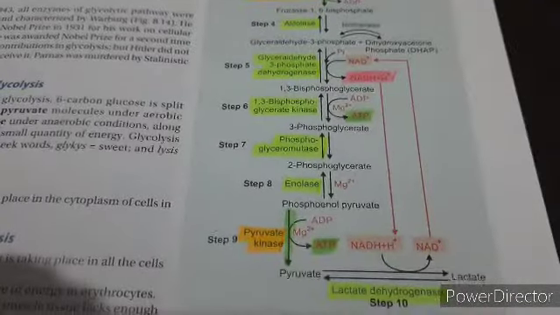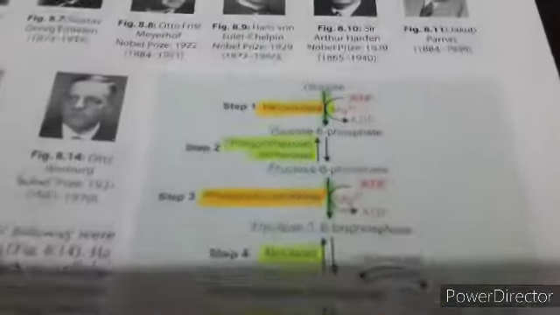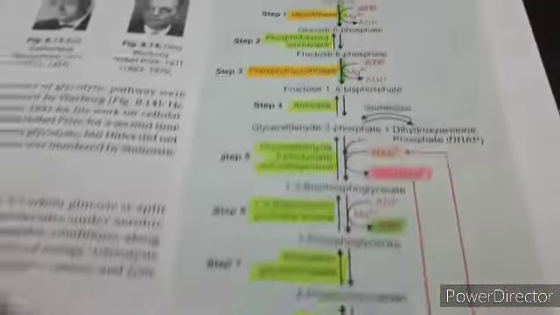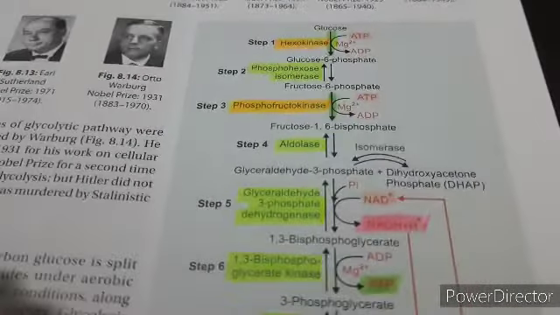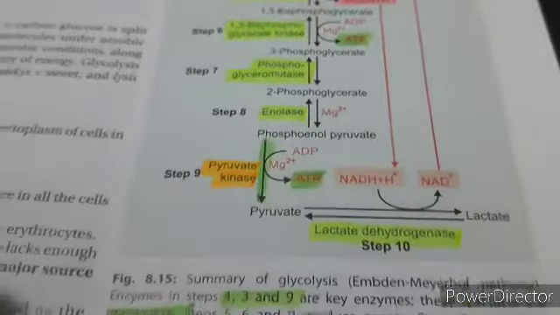So this is our glycolytic pathway, in which you can see hexokinase, phosphofructokinase, and then the pyruvate kinase.